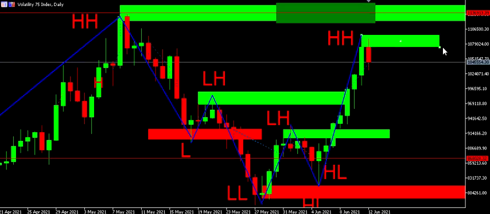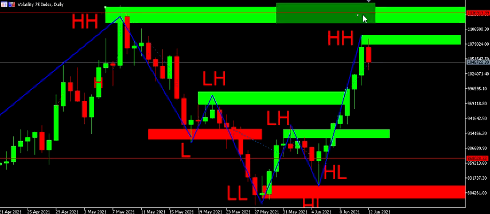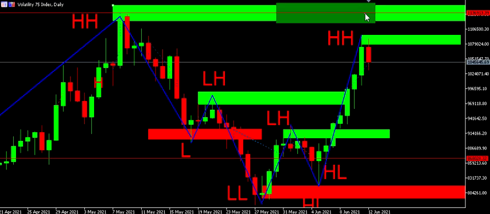Okay, we have a resistance around here, but the day is not over. This bearish candle might still turn out to be a bullish clean bar candle for price to continue to our destination resistance area. Okay, this is our destination resistance area.